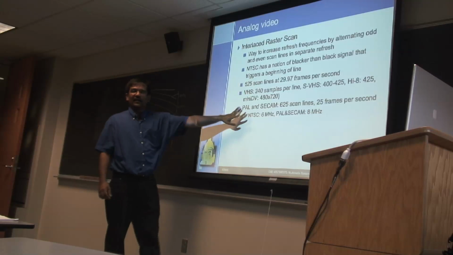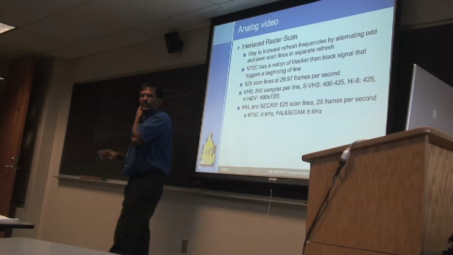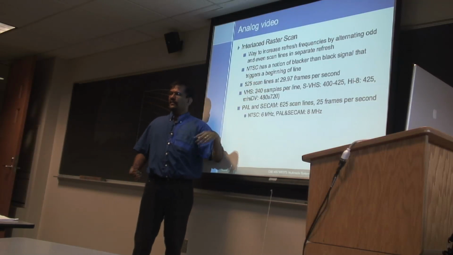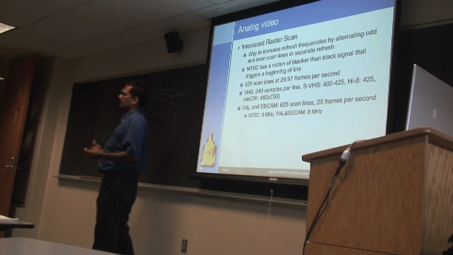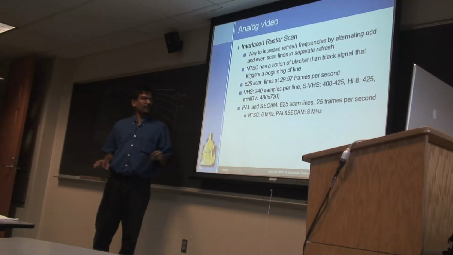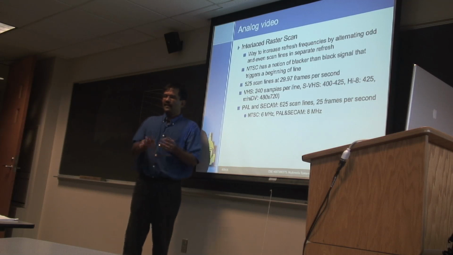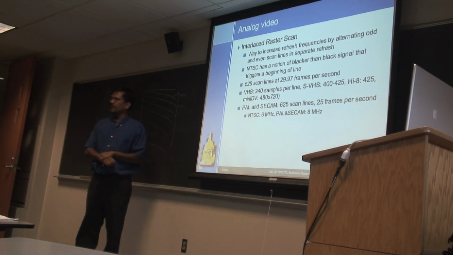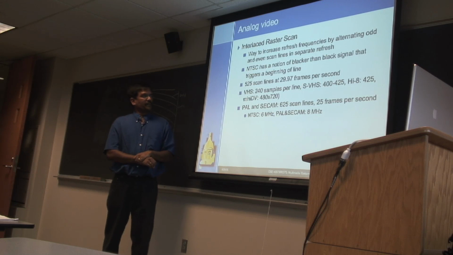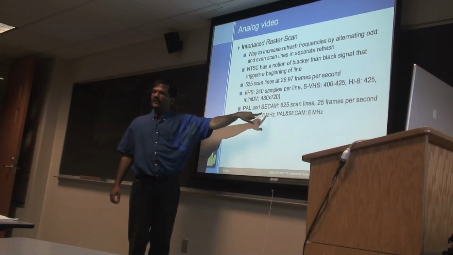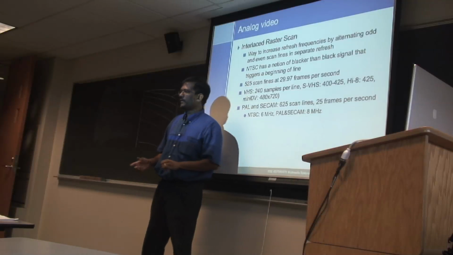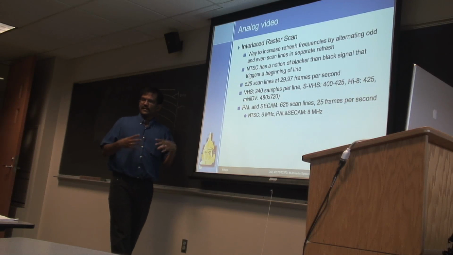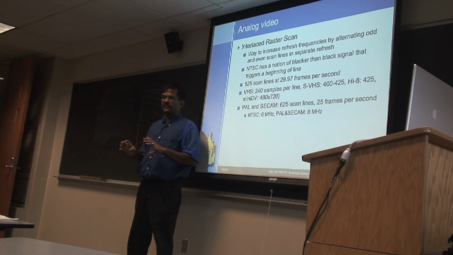And PAL and SECAM, which are in different parts of the rest of the world, have higher scan lines, but they refresh slower, right? They refresh at 25 frames per second, which is kind of tied to the frequency of the electricity, 50 hertz. The amount of data sent in NTSC is 6 megahertz, and PAL and SECAM is 8 megahertz, so you actually send a little bit more. So PAL and SECAM by default are slightly higher definition than the NTSC signal, right?